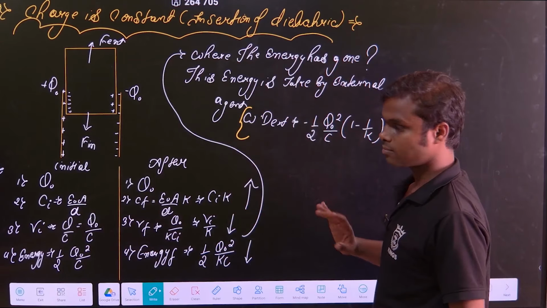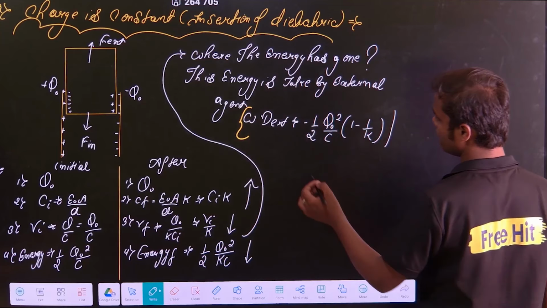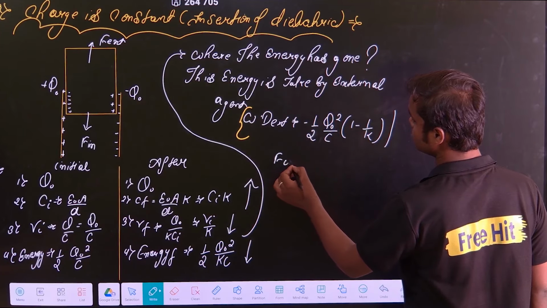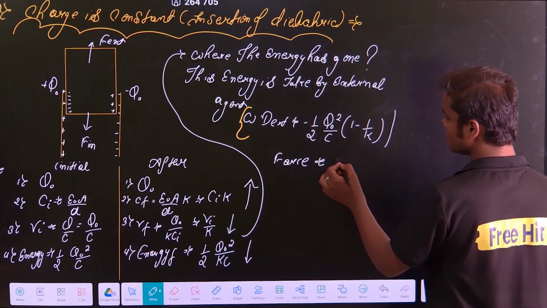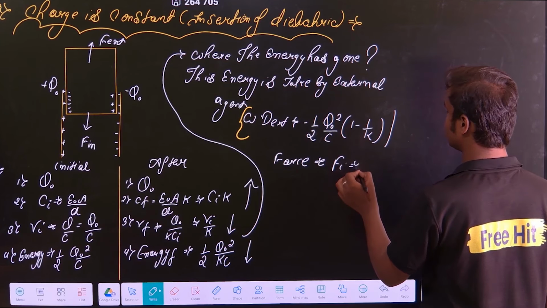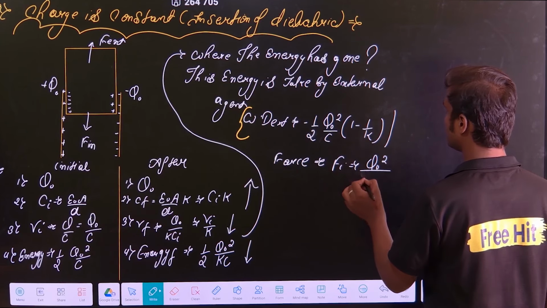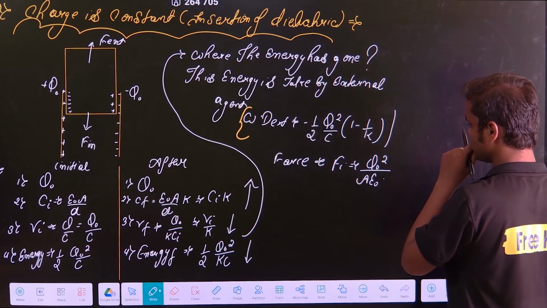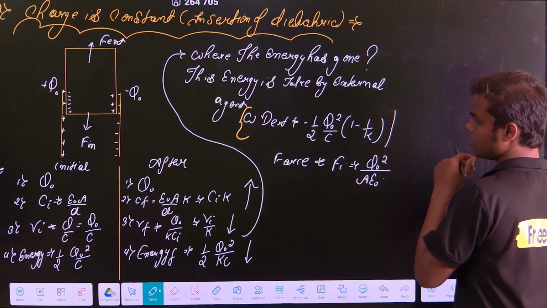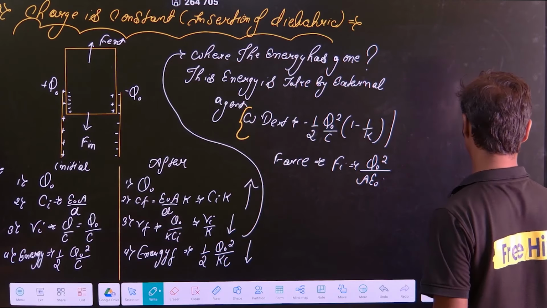Any doubt here? Now, one thing is also left. Let us comment about the force. See, what is the initial force? Initial force is very simple, sir. It's Q naught square by A epsilon naught. I think this much only.